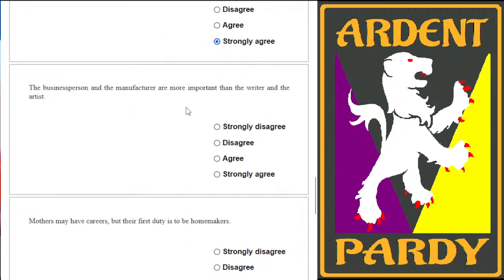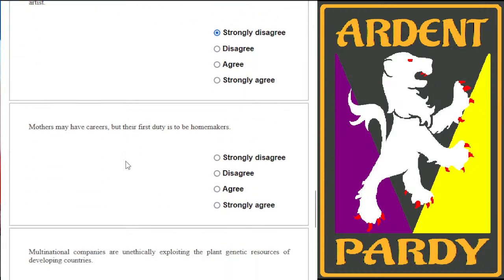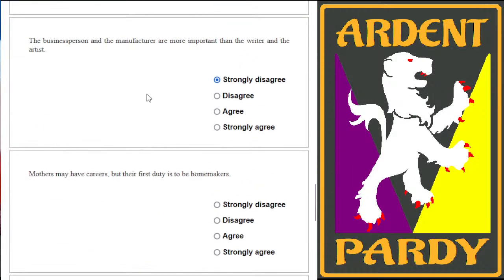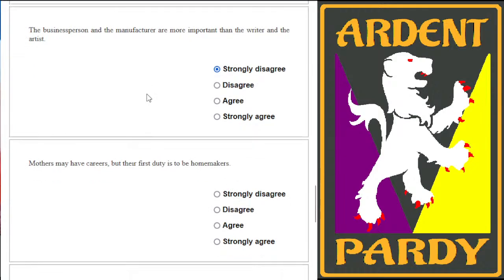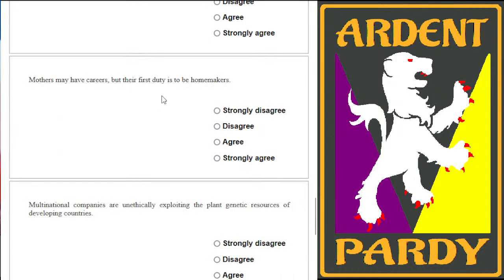The business person and the manufacturer are more important than the writer and the artist. No, I strongly disagree with that. Culture matters. And it's not the businessman or the manufacturer who builds your culture. It's the writer and the artist. Mothers may have careers, but their first duty is to be homemakers. I strongly agree.